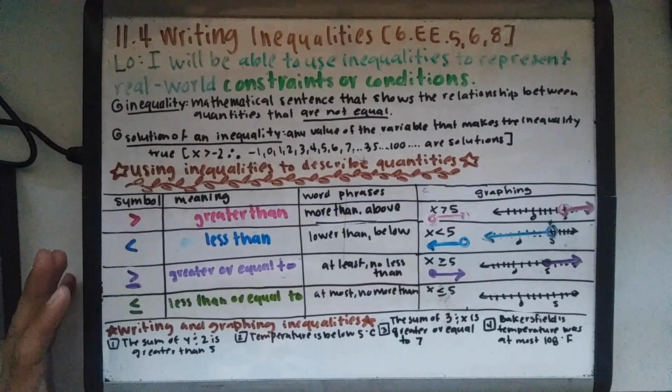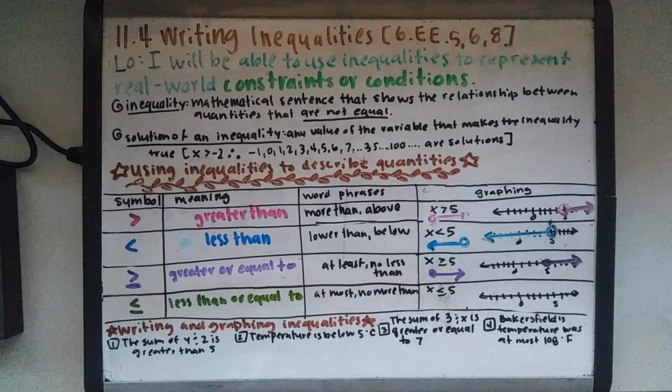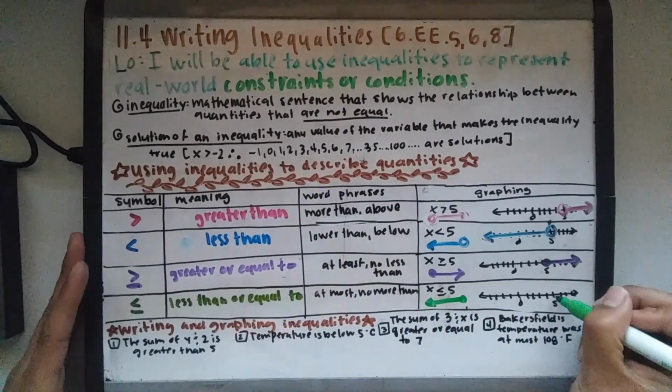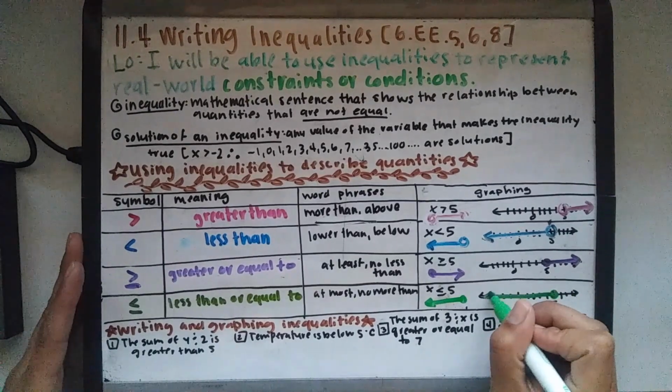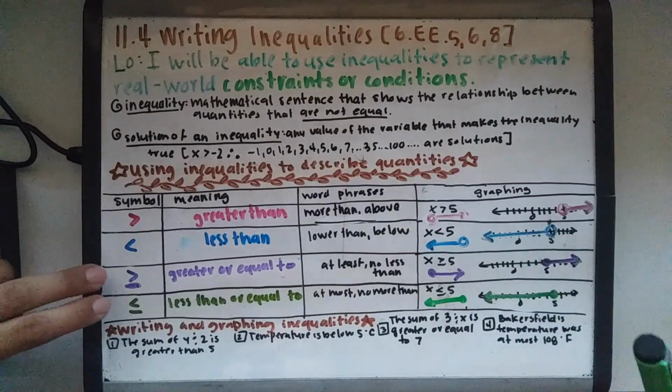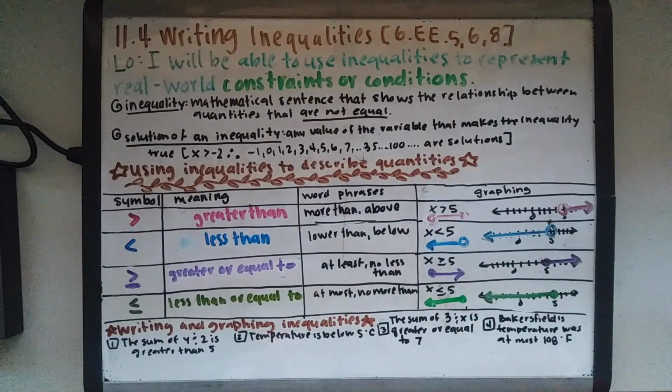Okay, and then for the last one, less than or equal to. So at most or no more than. Again, I'm going to close the circle, and it's going to go to the left, shade that way. Okay, so again, as you notice, these two are open circles. These two are closed circles because the number is actually included. So let's get to the writing and graphing inequalities.